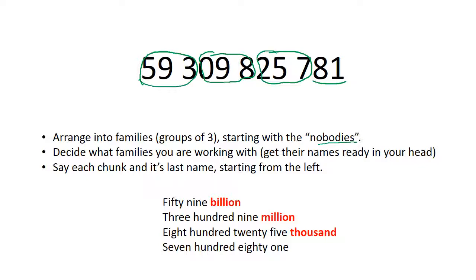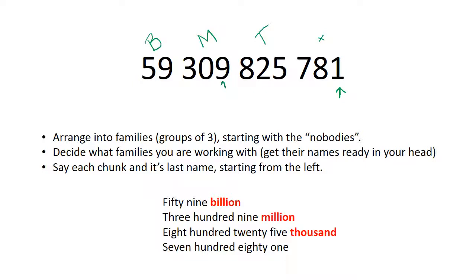Now let's see if I can erase what I've just drawn here. Probably not. Ah, look at that. Okay, good deal. So always remember, start with your ones, starting with the nobodies. Decide what families you're working with. Get their names ready in your head. So we have the nobodies, they don't have a last name. These are the thousands, these are the millions, and these are the billions. Remember, your curriculum only asks you to go up to this spot, but the grade 6s could watch this video, or the grade 7s, or if you feel like reading much bigger numbers than a million, now you can.